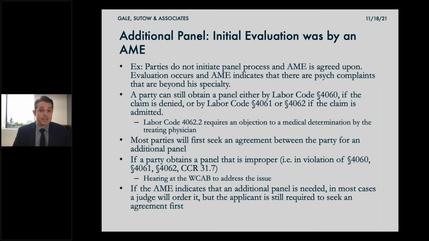A party can still obtain a panel either by Labor Code Section 4060 if there had been a denial, and they can use that denial as the supporting document, or if there's an objection to a treating doctor's report, either by 4061 or 4062. So most parties will seek an agreement first, but we have to know that that issue is out there, and that a lot of times if there is an AME that has been agreed to and has done the initial evaluation, the other side can obtain a first panel and additional specialty.